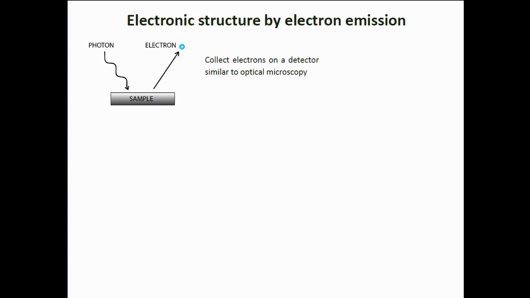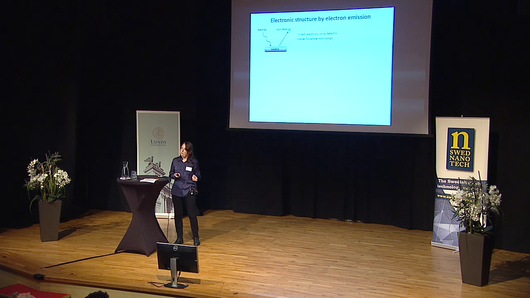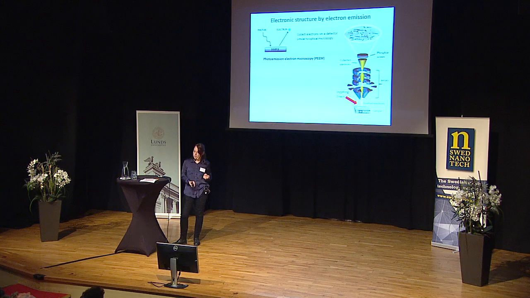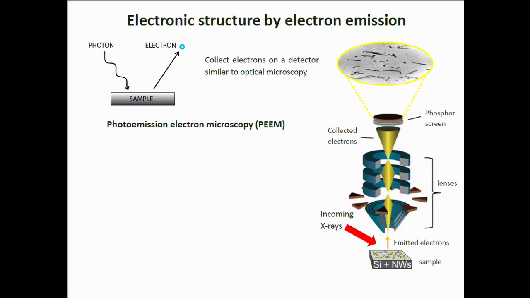The second technique I'd like to talk to you about is obtaining electronic structure via a light-in, electron-out process. This is a little bit different, whereas before we were measuring the kinetic energy of the electrons coming out. In this way, we collect the electrons quite similar to how you would collect light in an optical microscope. Your electrons are emitted from the sample and the nanowires, collected and focused through a variety of lenses, and then they hit a phosphor detector. In this way, you get a direct picture of how the nanowires look, and many nanowires at one time. This can give us structural information, but more importantly, also electronic information about the nanowires.